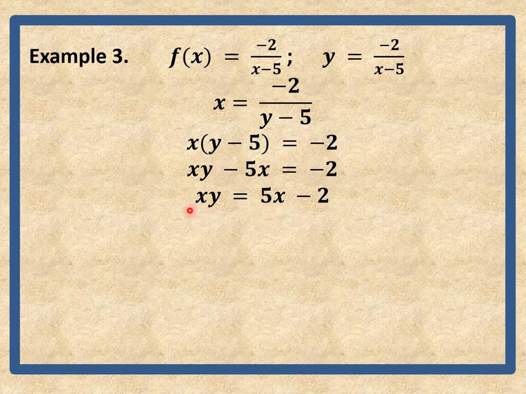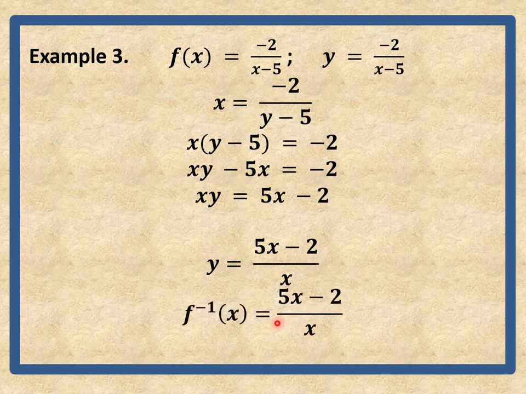And since we have to eliminate x here so that y will be alone, we have to divide this by x. And also, the whole thing here will also be divided by x. y over x will be cancelled. Therefore, y is equal to 5x minus 2 all over x. Therefore, the inverse function is now 5x minus 2 all over x.